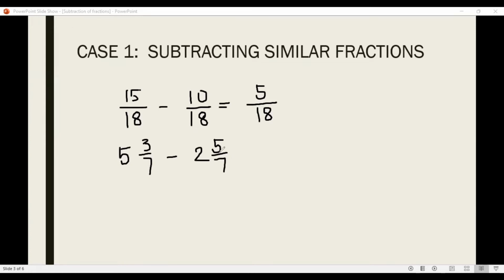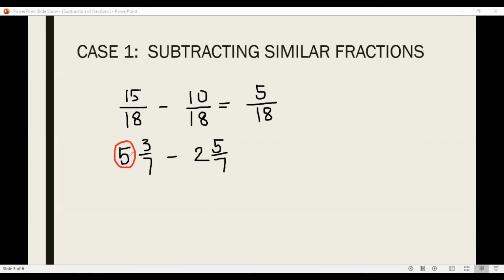Now, if you check on this, the problem comes in when you subtract the 3 and the 5, because we cannot subtract 3 and 5. Definitely that will give us a negative answer, because 3 is smaller than 5. This is a problem which will involve regrouping. That means there is a need to borrow from the whole number which is actually existing.